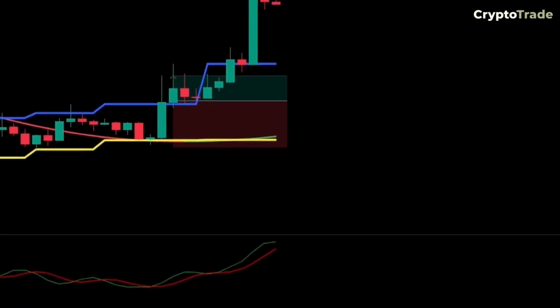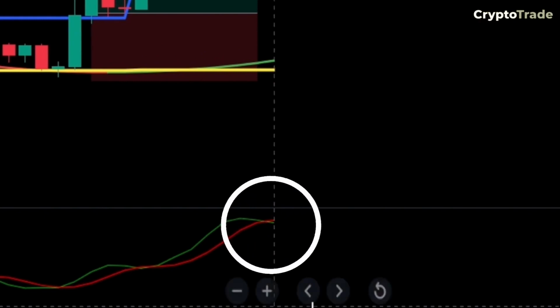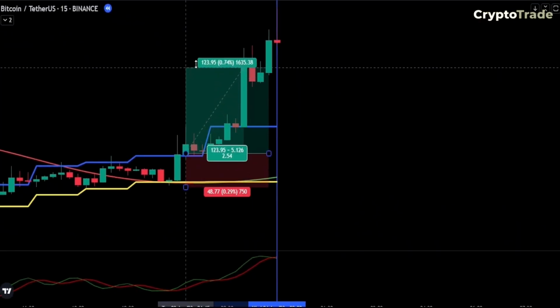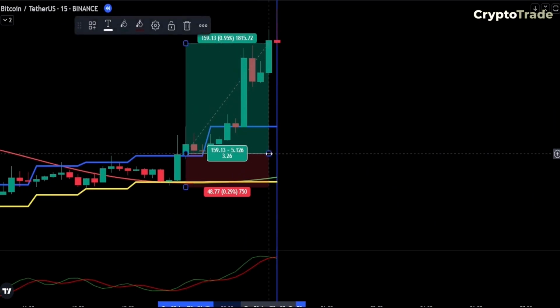If the lines cross while the trade is still in loss, wait for the next cross. Close the trade when the RVI green line crosses downward over the red line again and the trade is profitable.